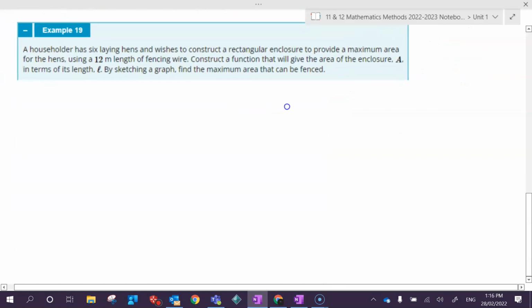Last question. Householder has 6 laying hens and wishes to construct a rectangular enclosure to provide a maximum area. So we're going to have to maximize a rectangular area. So I might make a note. The area of a rectangle equals the length by the width. I'm sure you're all going with that.